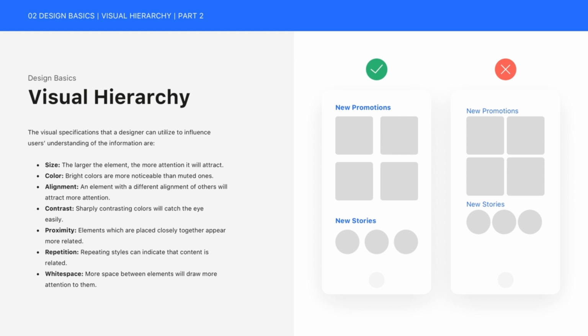So what does that mean? Let's look at the pictures on the right. Can you see that we have 4 squares and 3 circles? So the user can easily recognize the relationship between those elements.